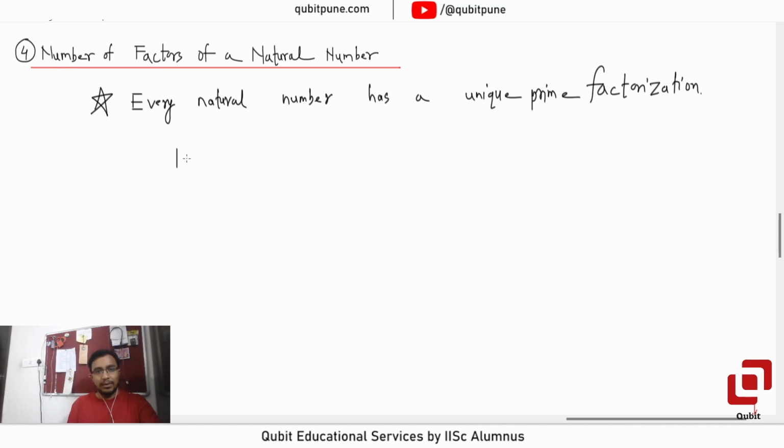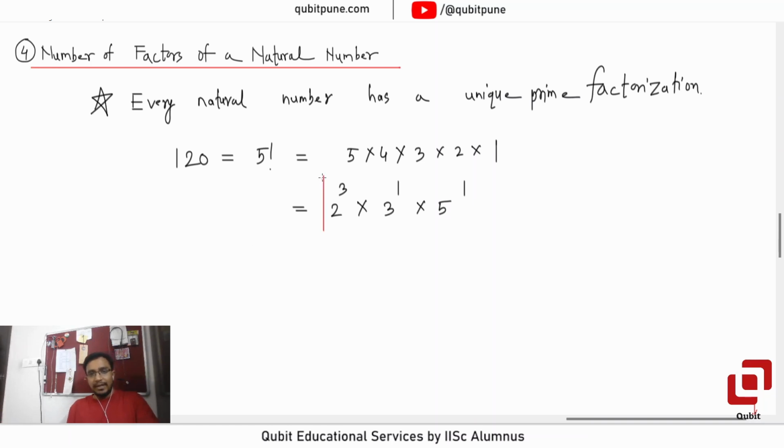For example, suppose I consider 120, and I know that it is 5 factorial. That's why I chose it. It is 5 into 4 into 3 into 2 into 1. So 2 is coming thrice, in 2 and 4. 3 is coming only once and 5 is also coming only once. So 8 into 3, 24, 24 into 5, 120. So when we take this particular combination, 2 raised to 3, 3 raised to 1 and 5 raised to 1, we are only going to get 120 and nothing else. Have you understood this?